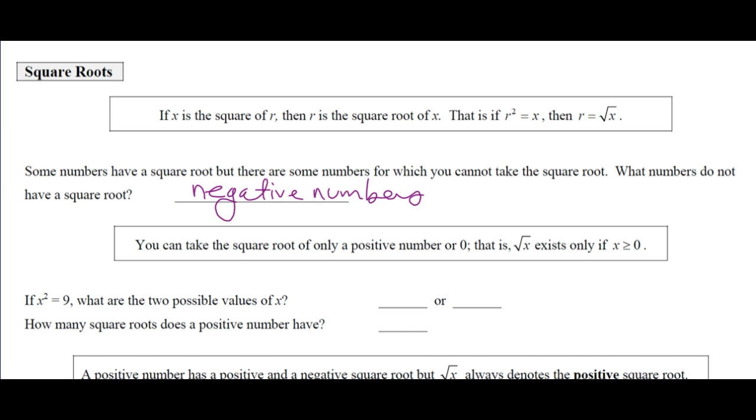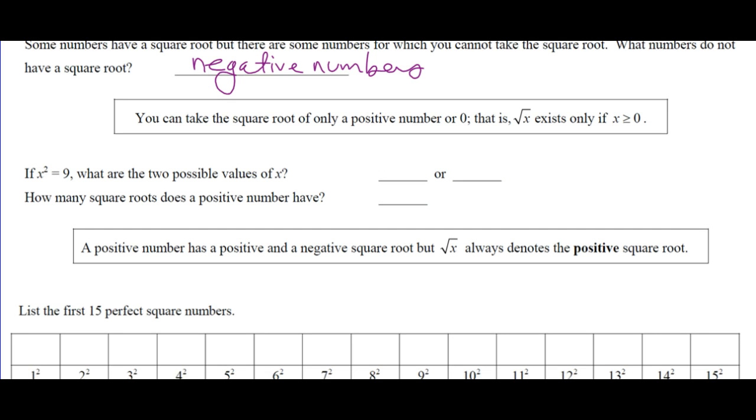If x squared is 9, there are 2 possible values of x. What are they? 3 or negative 3. So you can't take the square root of a negative, but if you square a negative, you get a positive. Okay, how many square roots does a positive number have? There are two, right? There's a positive and a negative square root. But the symbol, root x, always denotes the positive square root, right?